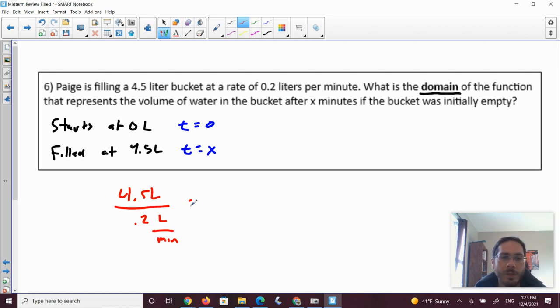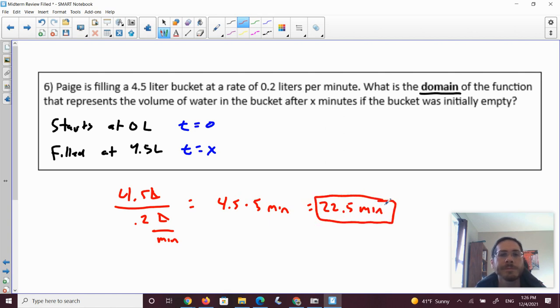4.5 divided by 0.2 is the same thing as 4.5 times 5. Again, these liters will cancel out. These minutes are going to travel up top. So that's going to be 20, and then 0.5 times 5 is 2.5, so 22.5. So there we go. If you want, you can also do this a lot of different ways.